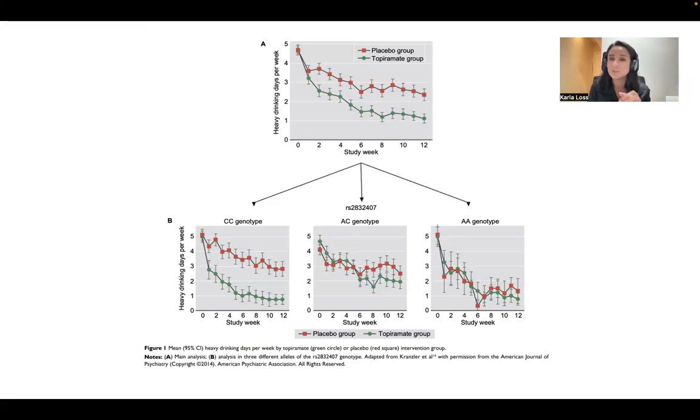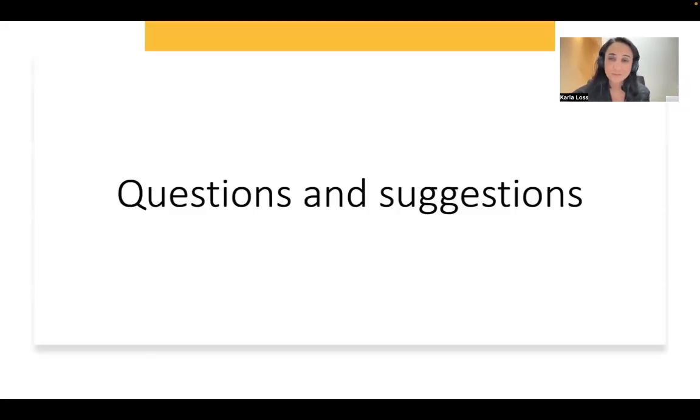So precision medicine is a very relevant use of moderation effect, but importantly, we need to have some mechanism of action or previous literature that supports these hypotheses.